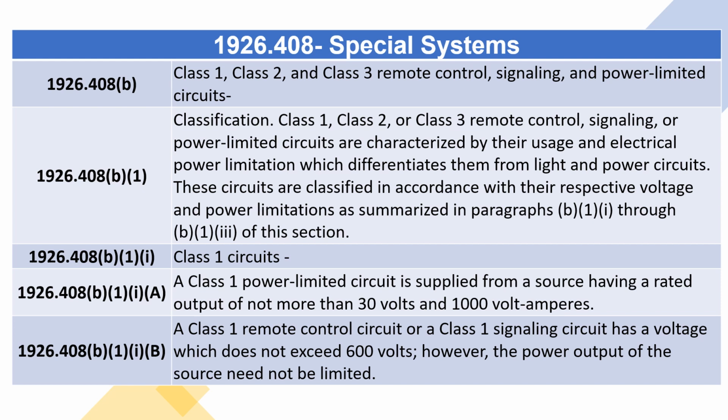1926.408(b)(1)(i) Class 1 circuits. 1926.408(b)(1)(i)(A) A Class 1 power limited circuit is supplied from a source having a rated output of not more than 30 volts and 1000 volt-amperes. 1926.408(b)(1)(i)(B) A Class 1 remote control circuit or a Class 1 signaling circuit has a voltage which does not exceed 600 volts, however, the power output of the source need not be limited.